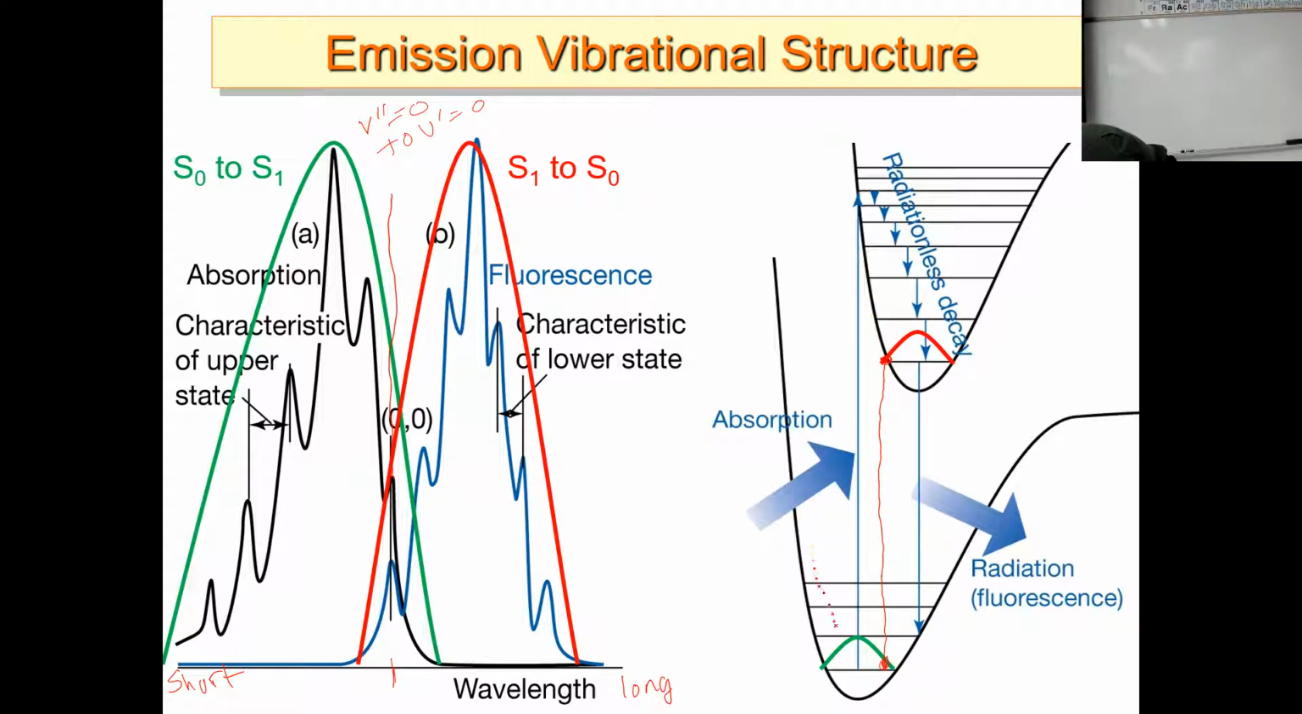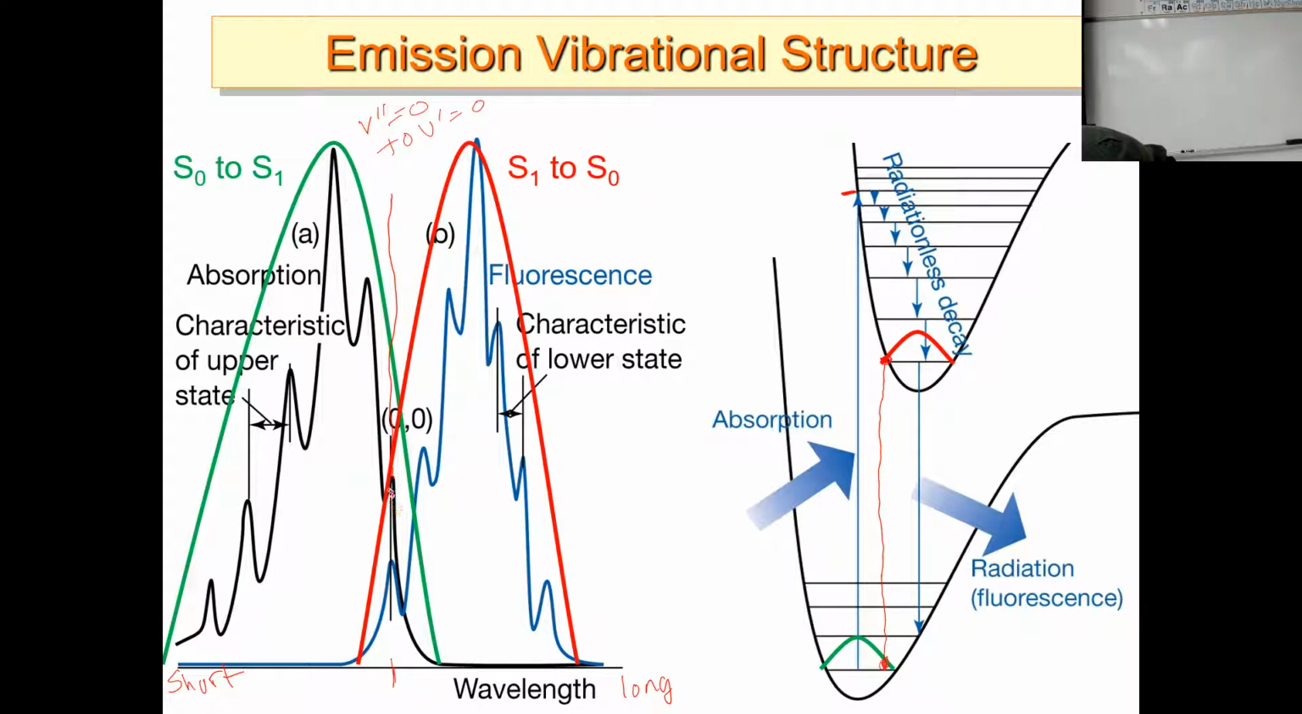So let's take the most probable one, this blue one. It goes way up here and hits this vibrational level here. See, that's a pretty long arrow, so that's a pretty short wavelength. It doesn't actually match this spectrum very well.